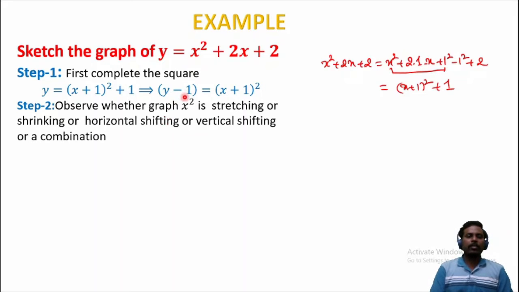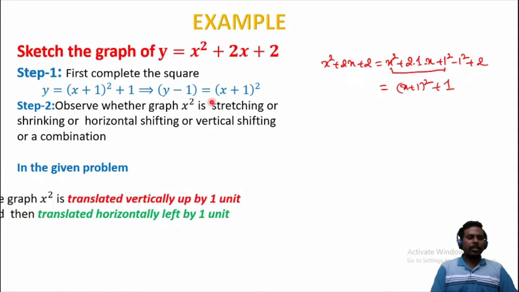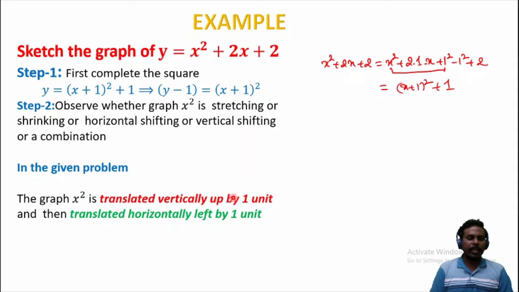Now if you observe it, is there any shrinking or expanding? You have to look at the coefficient of x plus 1 whole square here. So there is no shrinking or bulging of the graph. Here there is only a change in x and a change in y. So what are our observations? In the given problem, the graph of x square is translated vertically upwards by 1 unit, because you have this plus 1 here. Vertically up is indicated by y minus 1, which in the previous slide you have seen.